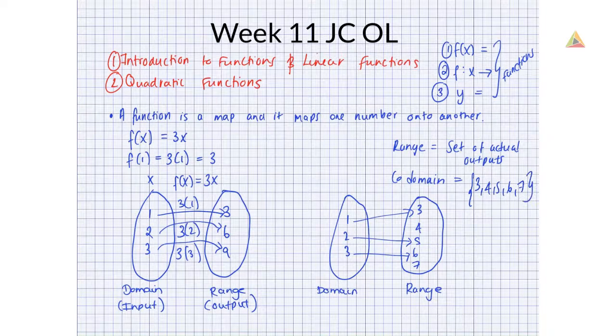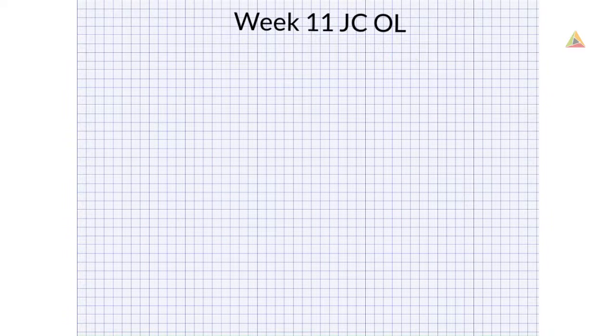So it's very important that you recognize that the range are the numbers that are actually mapped on from something else. So 3, 5 and 6. And the codomain are all of the possible outputs there. So that's really, really important as well. So we're going to go on to plotting linear functions now.